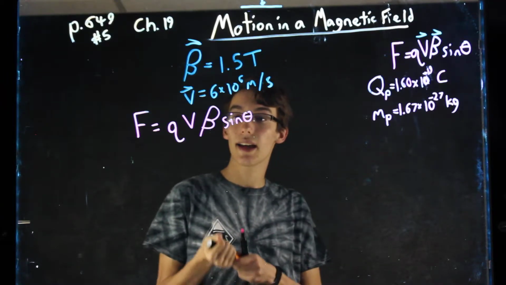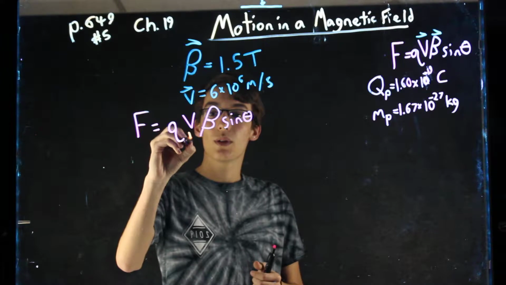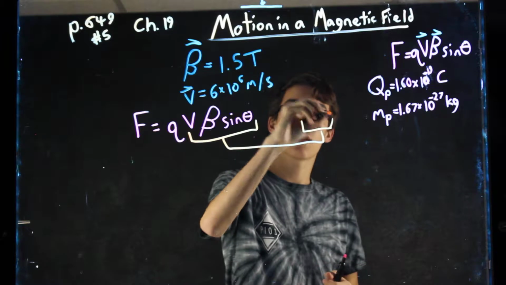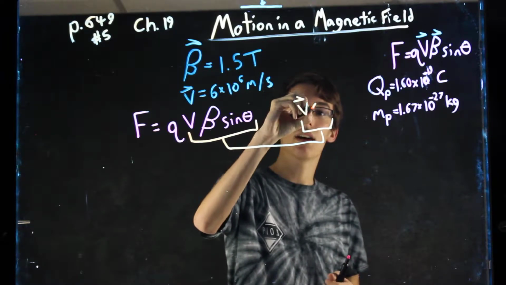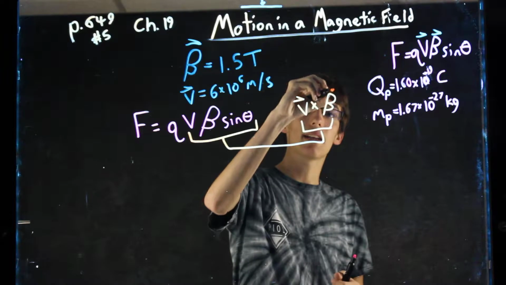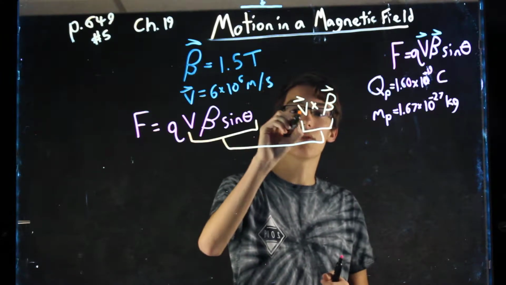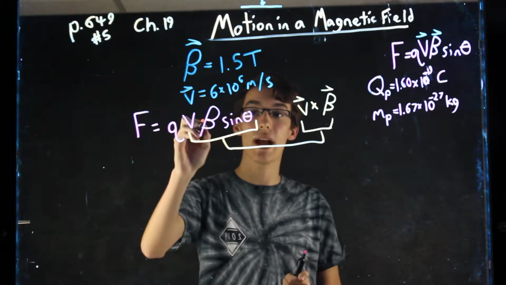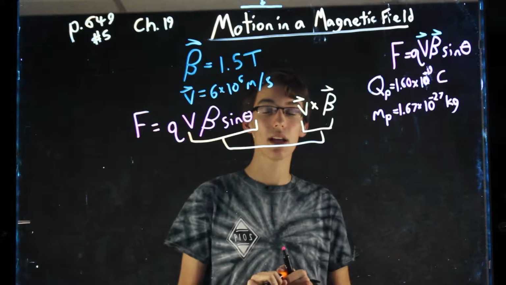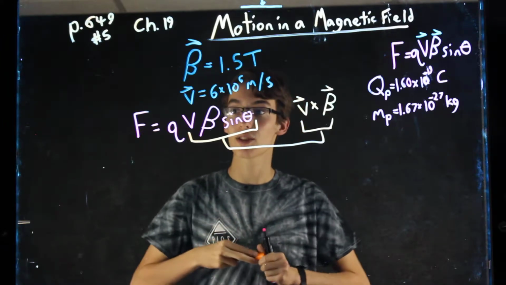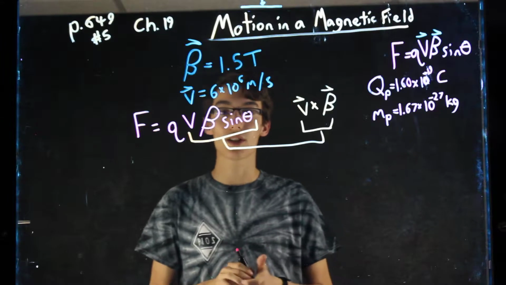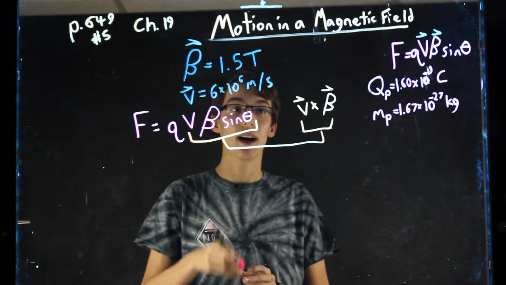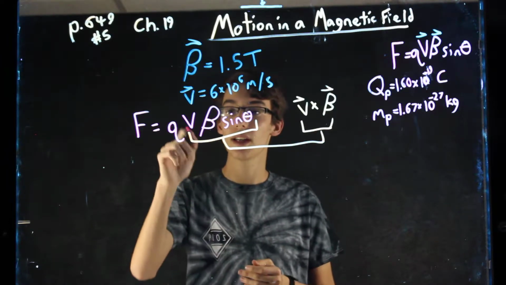A really quick aside, for those of you who are familiar with vectors, this part right here should look very similar to the cross product of the velocity and the magnetic field, because the magnitude of the cross product vector is the product of the magnitudes times the sine of the angle between them, and so we have that same thing there. So force is really the magnitude of the charge times the cross product of the velocity vector and the magnetic field vector, but we don't want to do cross products because those are gross and annoying, so we leave it like this.